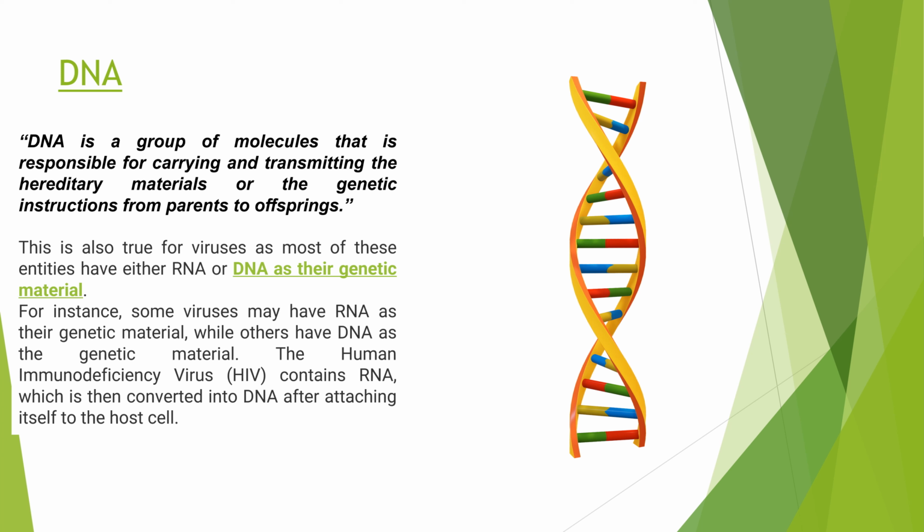So like DNA, it is also true for viruses, as most of these entities have either RNA or DNA as their genetic material. That is why viruses multiply so quickly. For instance, some viruses may have RNA as their genetic material while others have DNA. The human immunodeficiency virus, HIV, contains RNA, which is then converted into DNA after attaching itself to the host cell.